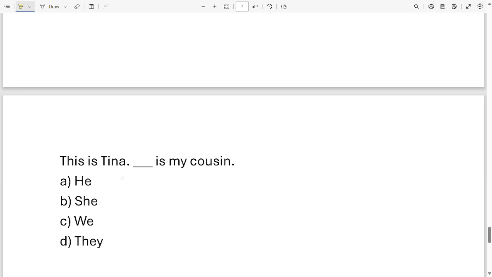Question number 20 is a fill in the blanks. This is Tina, dash is my cousin. Now, which word should I put over here? He, she, we, they. These are the four options. Which one is correct? It is option B. This is Tina. She is my cousin.